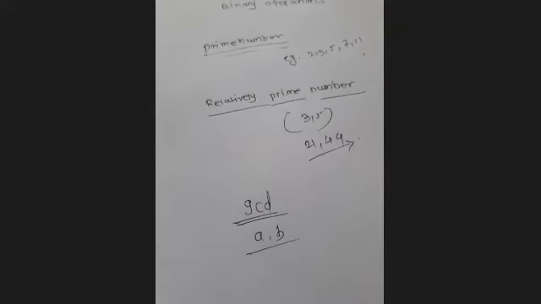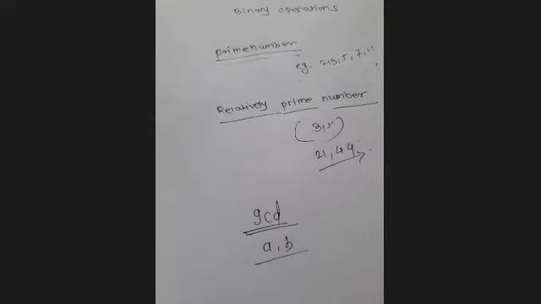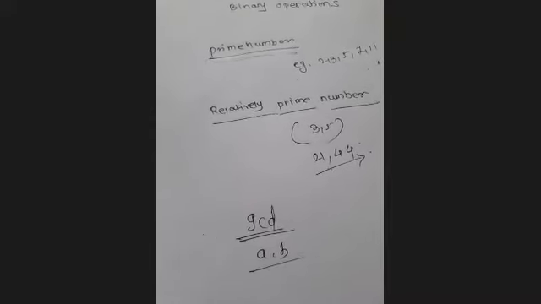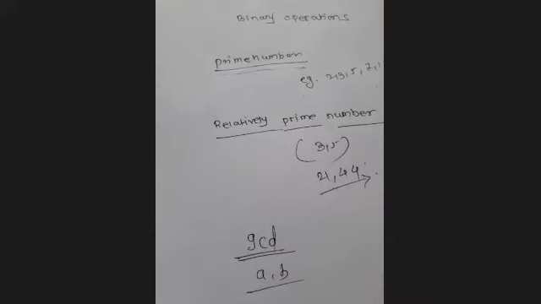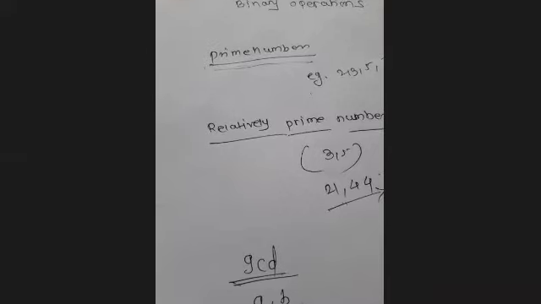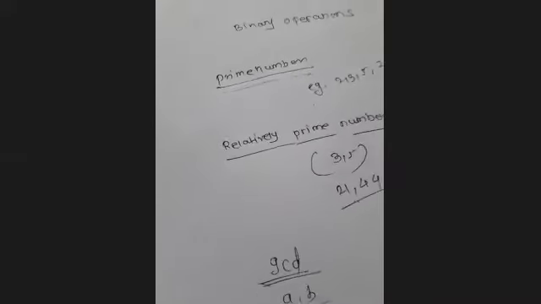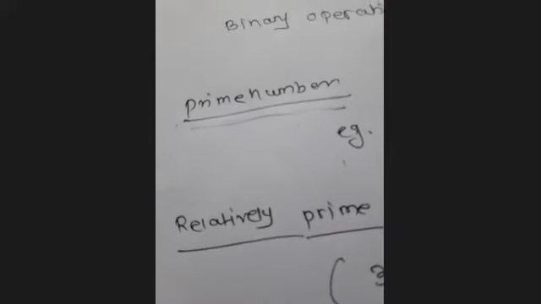In tomorrow's session, we will see how to calculate the GCD by using Euclid's theorem, and then we will see the extended Euclid's algorithm and the Chinese remainder theorem. Okay. So I'm ending the session here.